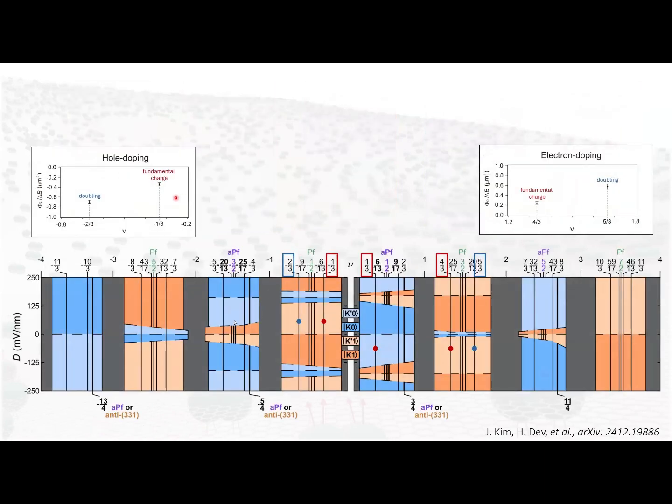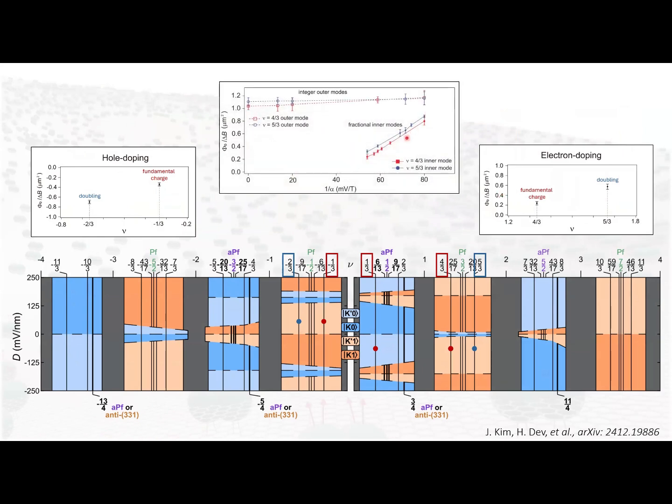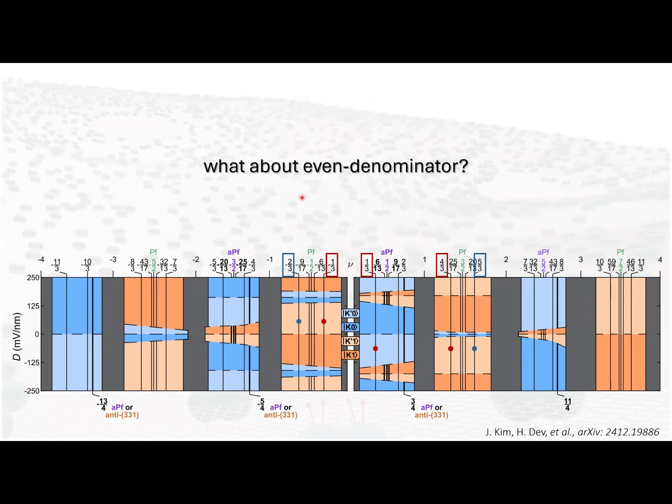So now these were all constant filling. You can also look outside of it using this new method that I introduced. And you can see that the phase that you measure for 4/3 is very close, it's actually 0.98, 2 pi over 3. And for 5/3, it's 0.91. Okay, so it's basically a measurement of the charge and a measurement of the statistics using this method. But now what about even denominator?